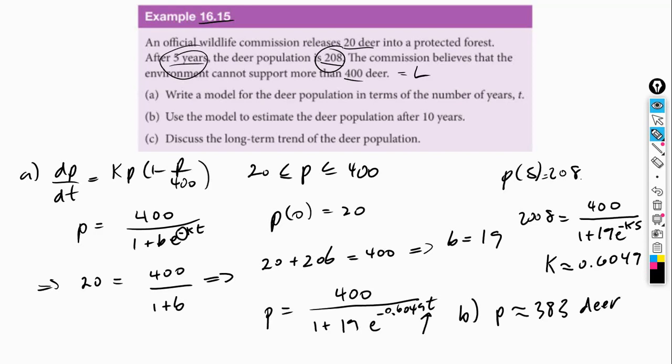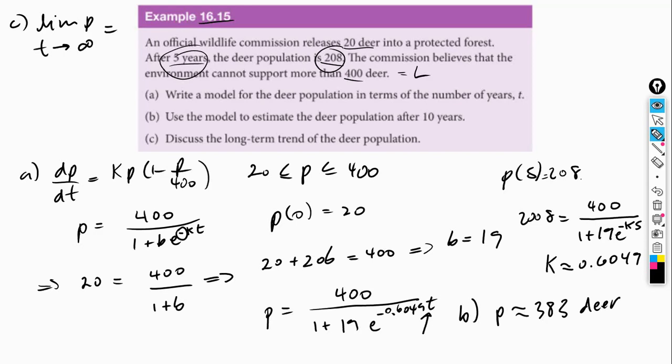For part C, it says discuss the long-term trend of the deer population. So I'll do it here on the top left. The long-term trend is what happens to the limit of P of the population as t tends to infinity.